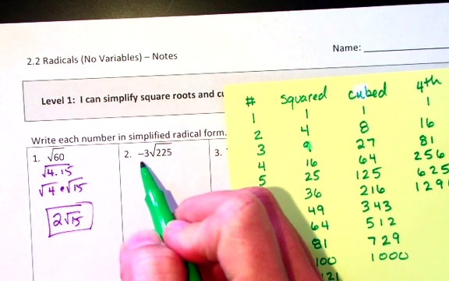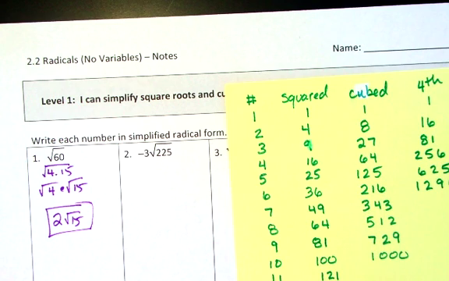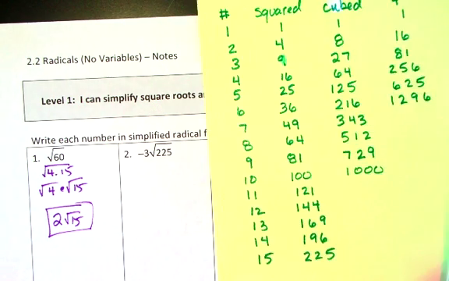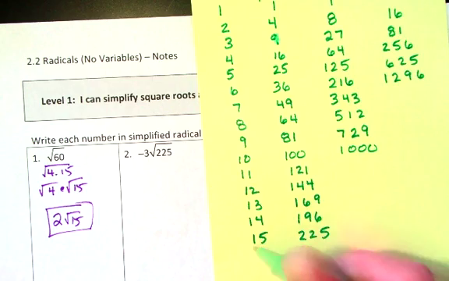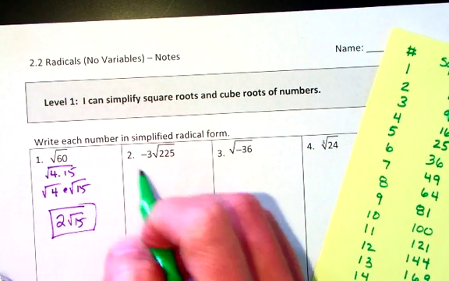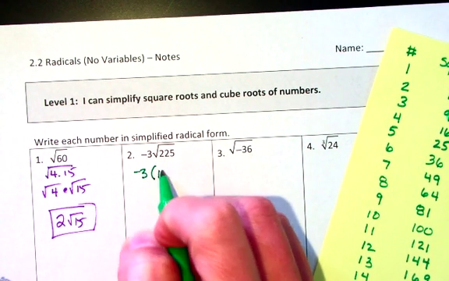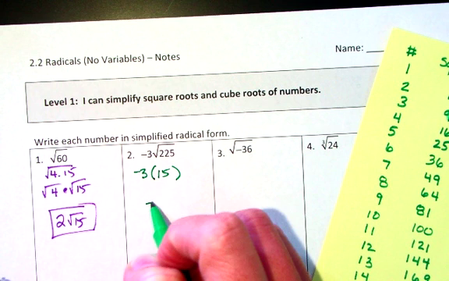Now for the next one, we have negative 3 times the square root of 225. The square root of 225, we take a look. That number is actually on here. That's a perfect square. That's 15. So for this part right here, we have negative 3 times 15, which is negative 45.